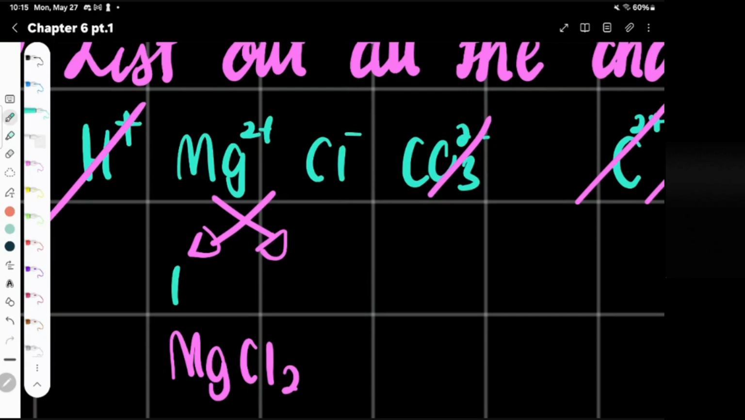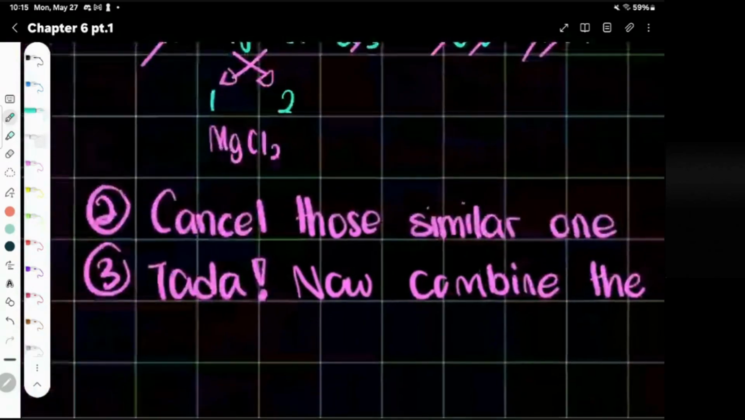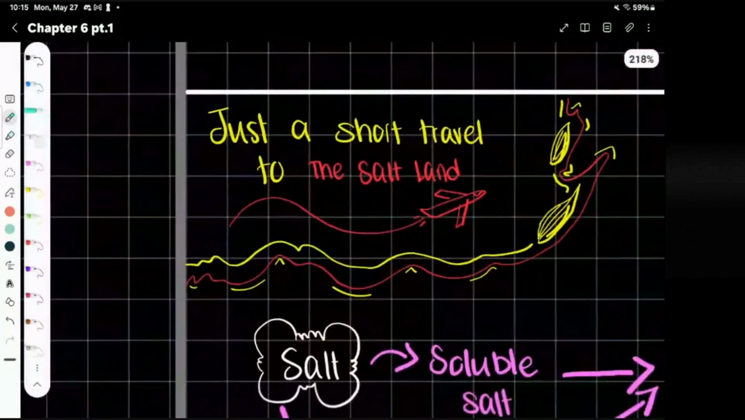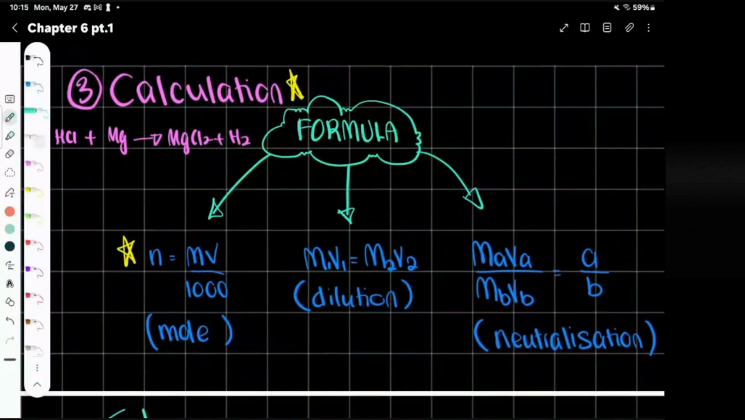Now you see, it will become 1, this will become 2. Now there's 2. Okay, that is the salt. The salt is actually very simple, right? So now let's travel to the salt land, but that will be for later.